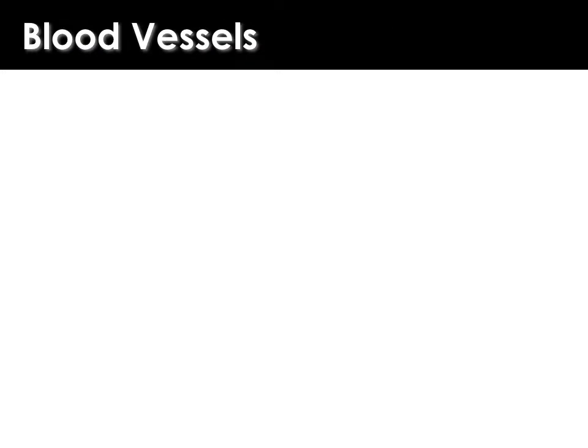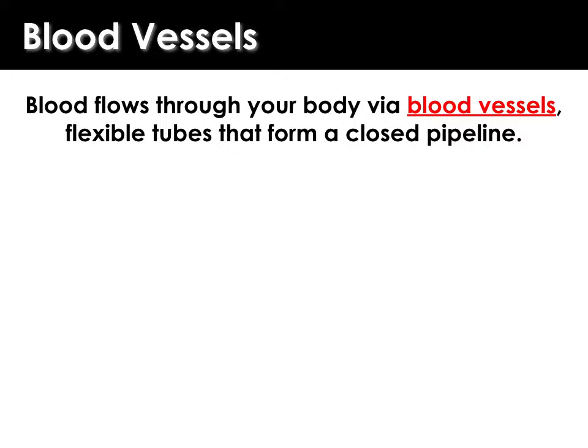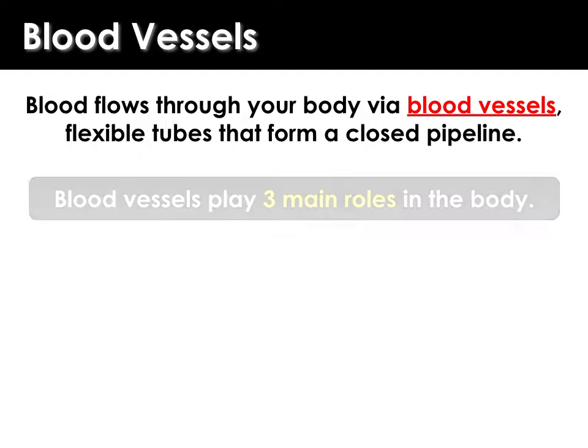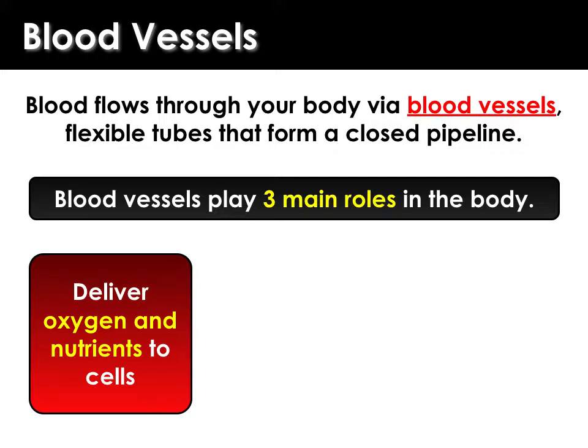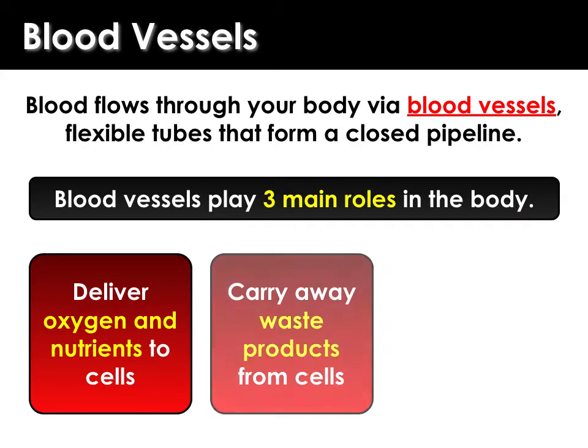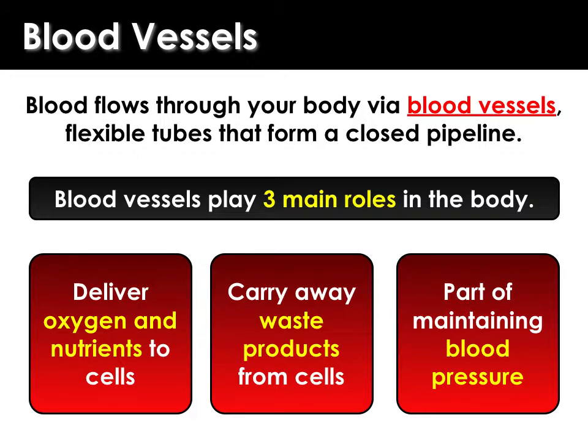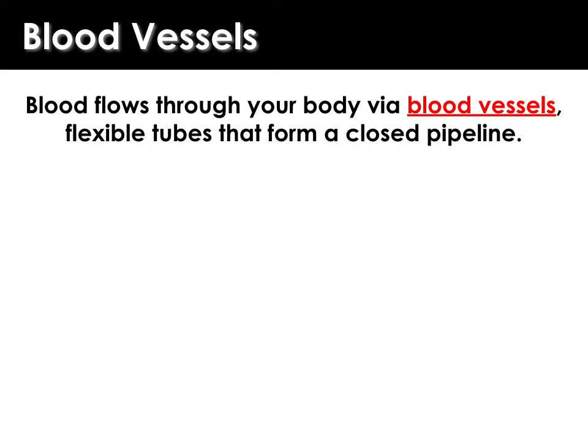Next up is blood vessels. Blood flows through your body through blood vessels, and these are little tubes that form a closed pipeline. Blood vessels have 3 main functions in the body. One is to deliver oxygen and nutrients to cells. Another is to carry away waste products from those cells. And the final one is to help maintain blood pressure.